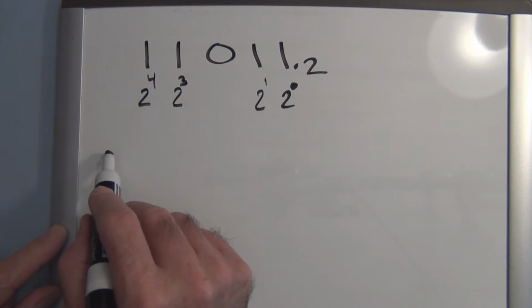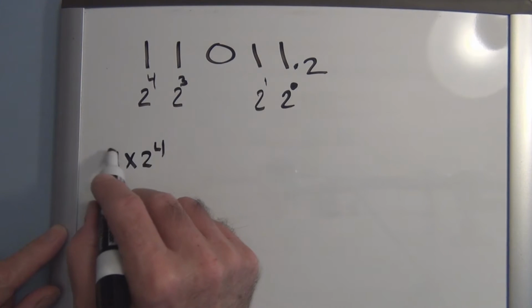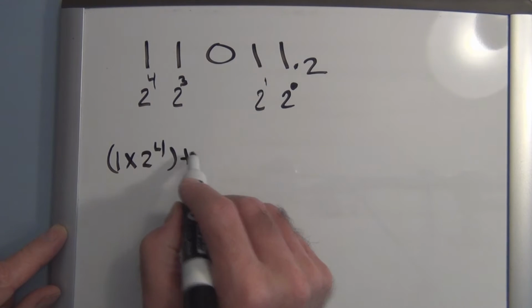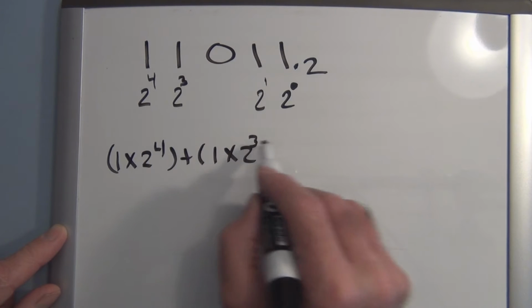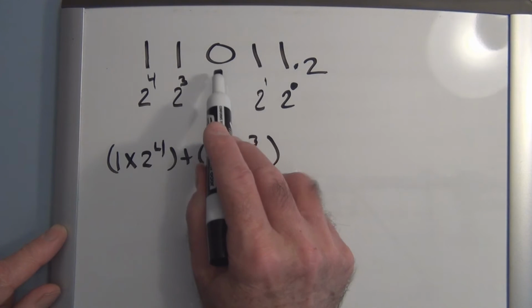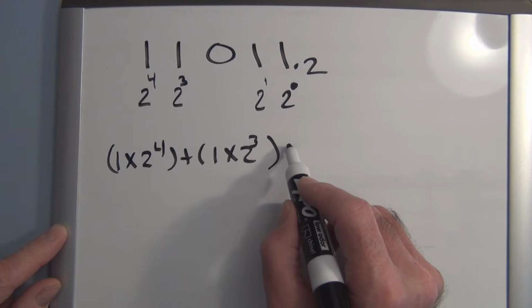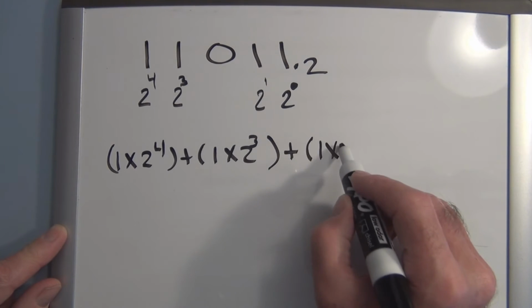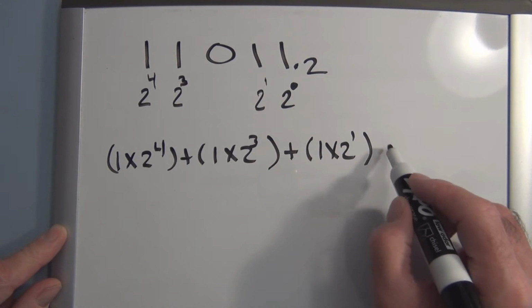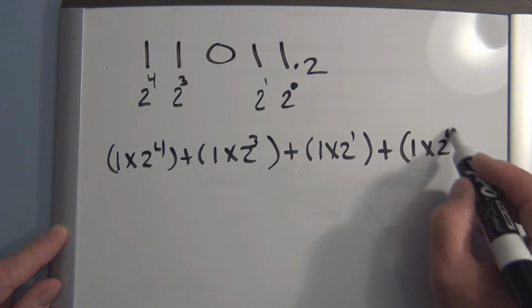So to figure out the decimal equivalent here, we would have 1 times 2 to the 4th, plus 1 times 2 to the 3rd. And of course, we could add this, but it's just going to be multiplied by 0. So that's just a 0. Plus 1 times 2 to the 1, plus 1 times 2 to the 0.